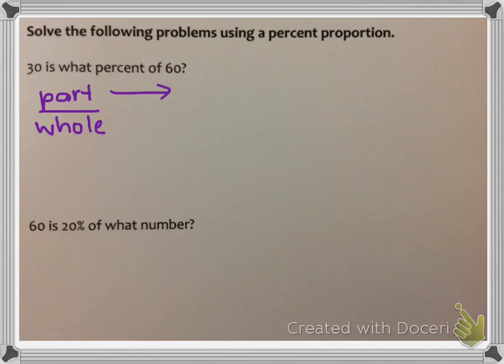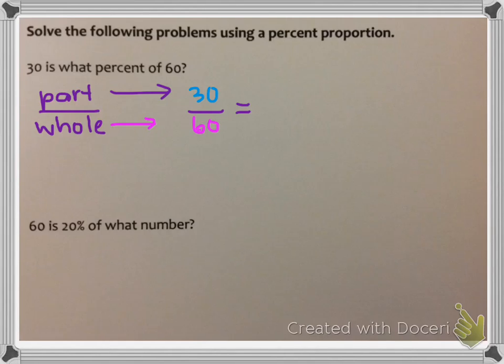So, for the part, we have 30. 30 is what percent of 60? So the part here is 30. The whole is 60. So we're looking at 30 out of 60, and we want to know what percent that is.